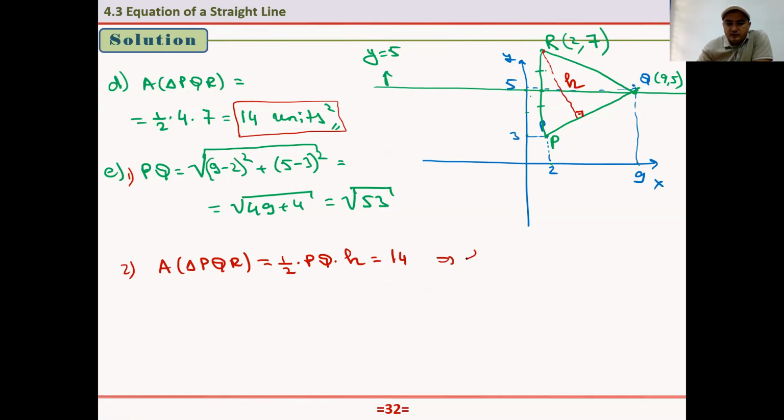So from here, H must be equal to, multiplying both sides by 2, 28 divided by PQ. That is 28 over the square root of 53. That's the exact length of the height from R to the side PQ. And the question says to leave your answer correct to 3 significant figures or correct to 2 decimal places. Accordingly, we can just write our answer.